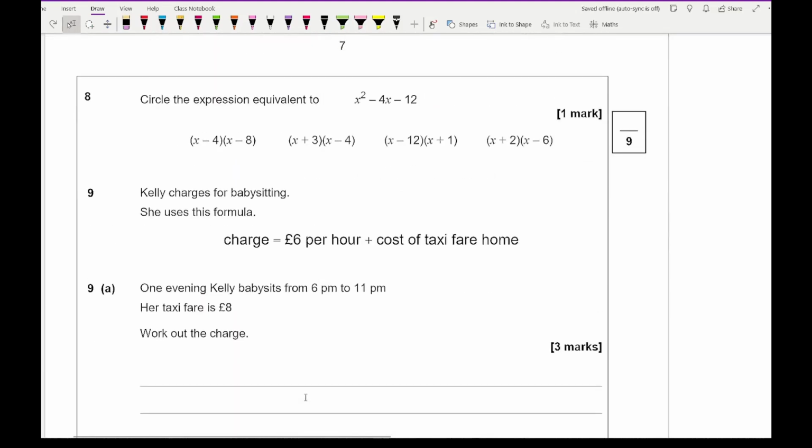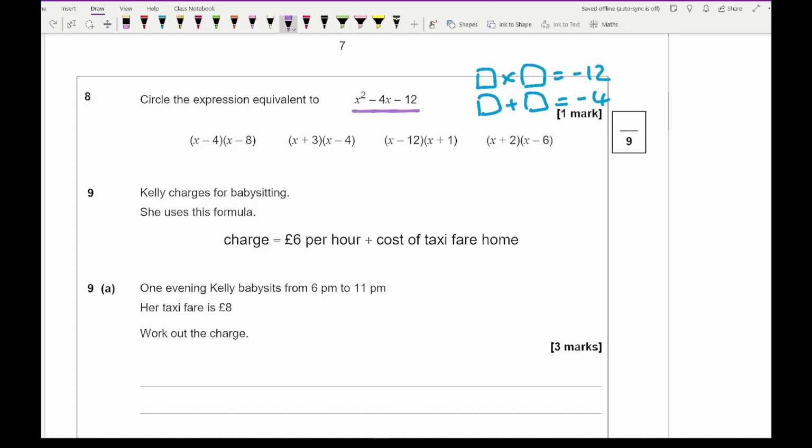Moving on to question 8, it says circle the expression equivalent to x squared minus 4x minus 12. So for this we're just factorising, so we're thinking of two numbers that multiply together to equal minus 12 and two numbers that added together equal minus 4. And another alternative you could do is basically expand all the four brackets and see which one gives us this expression here.